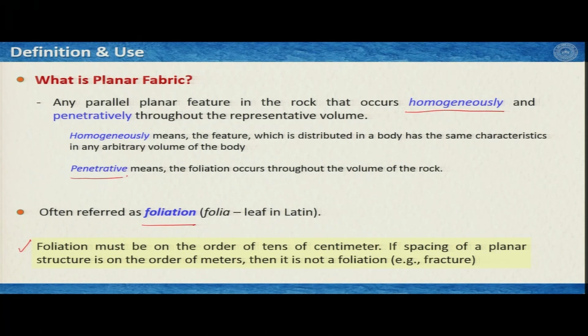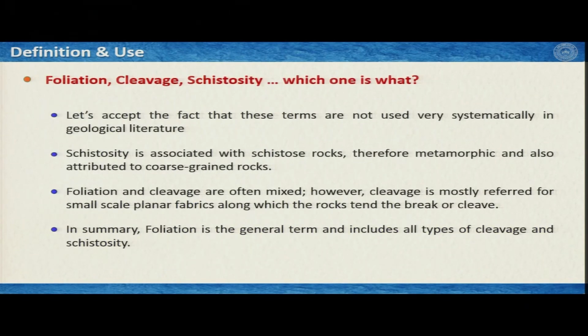However, if they are very concentrated, sometimes we consider them as a foliation on a case by case basis. So, you also have heard a series of terminologies related to foliation or planar fabrics in general. Three commonly used terms are foliation, cleavage and cystosity. Now, it is always confusing if you read the literature or texts which one is what. We commonly refer to these three terms almost on every aspect.